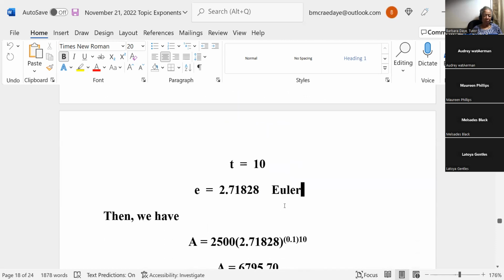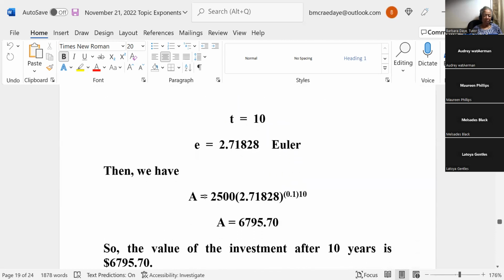Okay, so when we substitute in, notice you have the present value, you have your Euler constant, you have your 0.1, and then times 10 years. So that investment that was 2,500 is now up to $6,795.70 in 10 years. So imagine if you had 250,000, you'd be well over $500,000. Okay, so that's how money is growing.